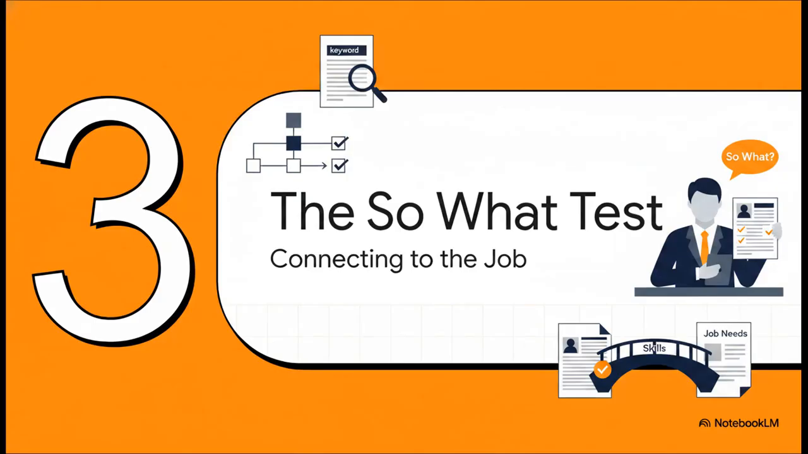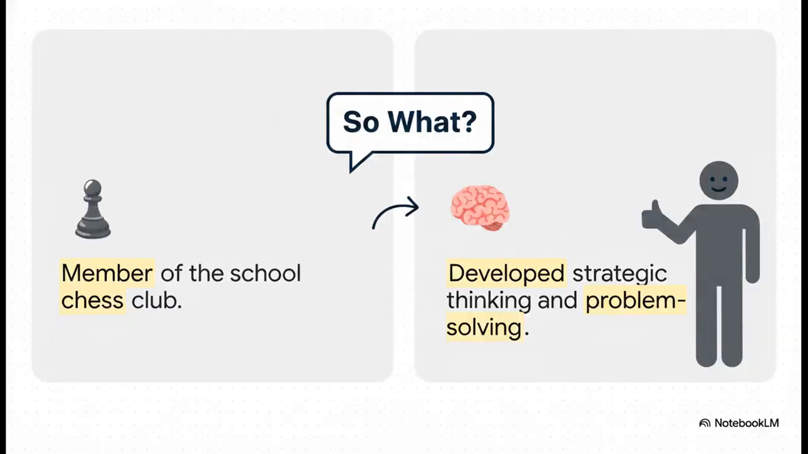All right, Section 3, passing the so what test. Now, once you get past the bot, for every single item on your resume, the human hiring manager is secretly asking, so what? If you just write member of the school chess club, well, to a hiring manager, that's just trivia. But if you rewrite it as developed strategic thinking and problem-solving skills as a 2-year member competing in 6 tournaments, boom, you've just transformed a casual hobby into a quantified, powerful demonstration of transferable skills.